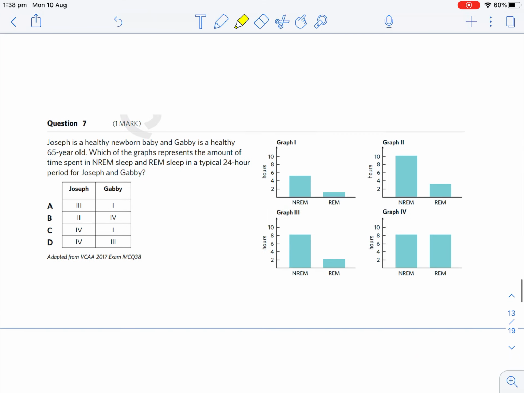So let's get into some questions here. Joseph is a healthy newborn baby and Gabby is a healthy 65-year-old. So notice the word healthy. So we're looking for those typical patterns and those textbook things that we've learnt there. Which of these graphs represents the amount of time spent in non-REM and REM in a typical 24-hour period for Joseph and Gabby? So we're going to look at each of the four graphs and then figure out which ones apply to Joseph and which ones apply to Gabby.